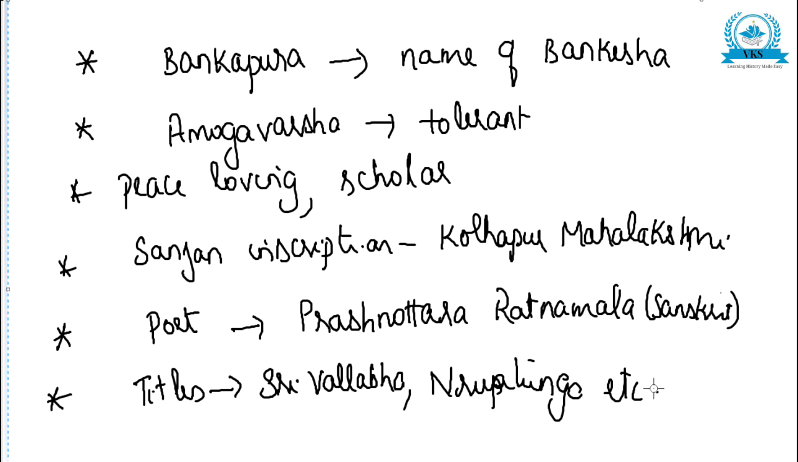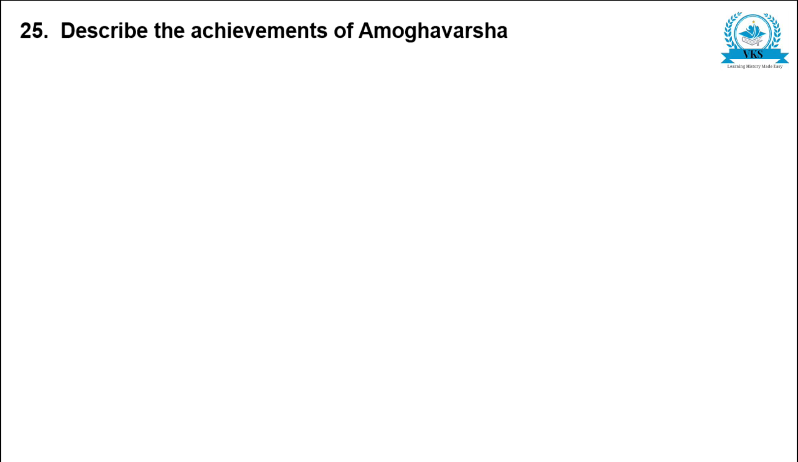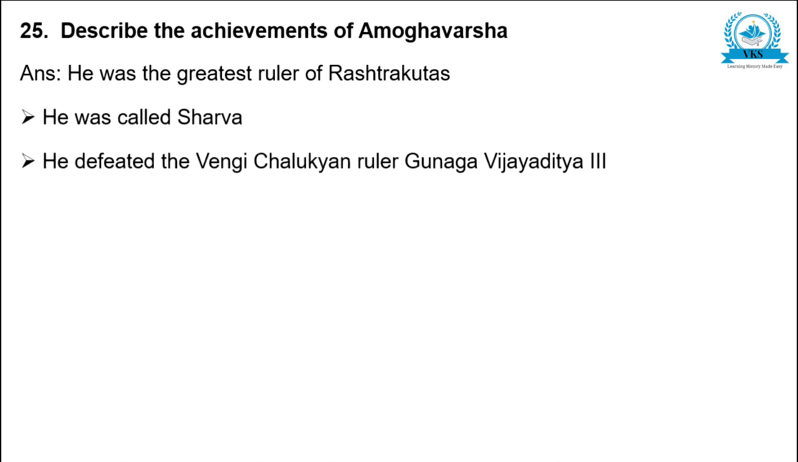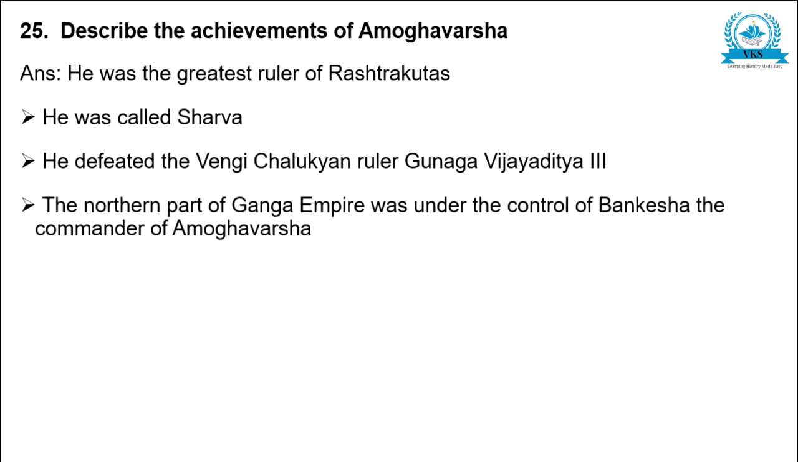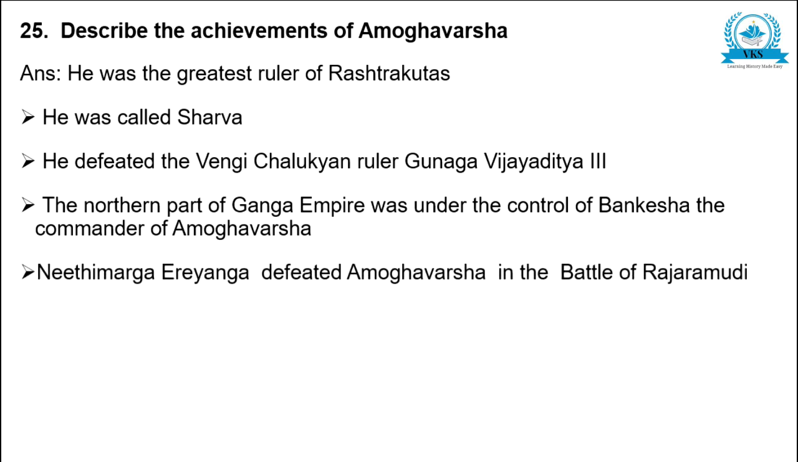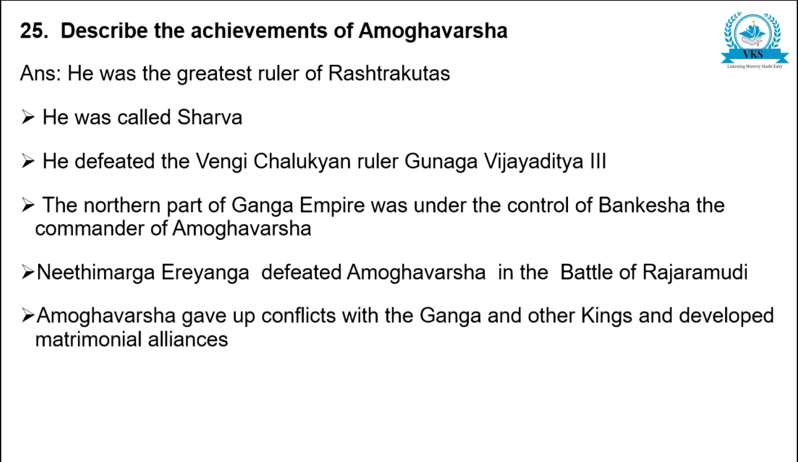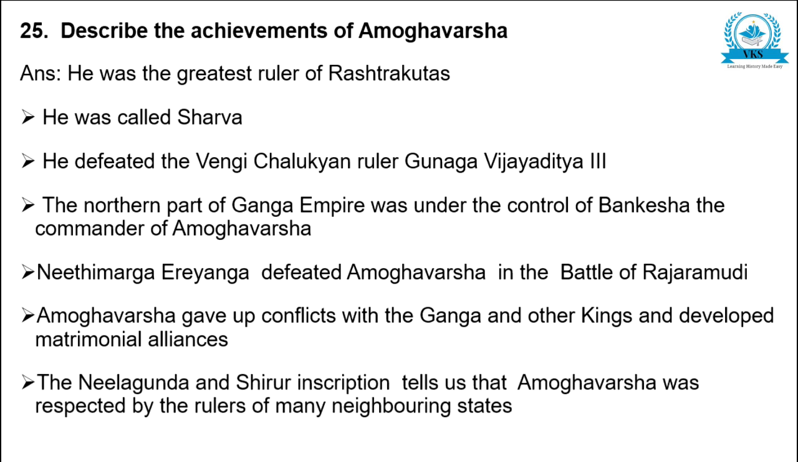Now, for a 5-mark question regarding the achievements of Amoghavarsha, let us see what points we have to write. He was the greatest ruler of the Rashtrakutas. He was called Sharva. He defeated the Vengi Chalukya ruler Gunaga Vijayaditya III. The northern part of the Ganga Empire was under the control of Bankesha, the commander of Amoghavarsha. Nitimarga Ereyanga defeated Amoghavarsha in the battle of Rajaramudi. Amoghavarsha gave up conflicts with the Ganga and other kings and developed matrimonial alliances.